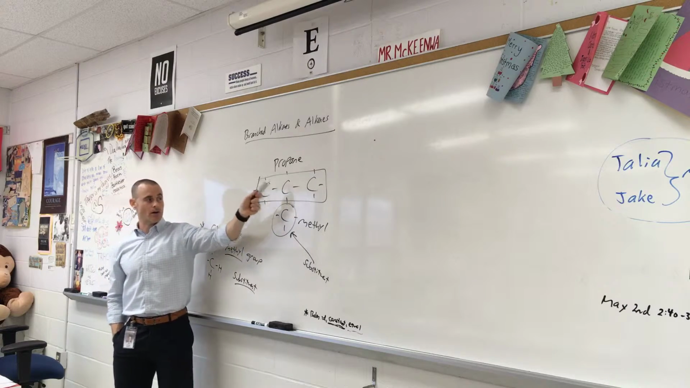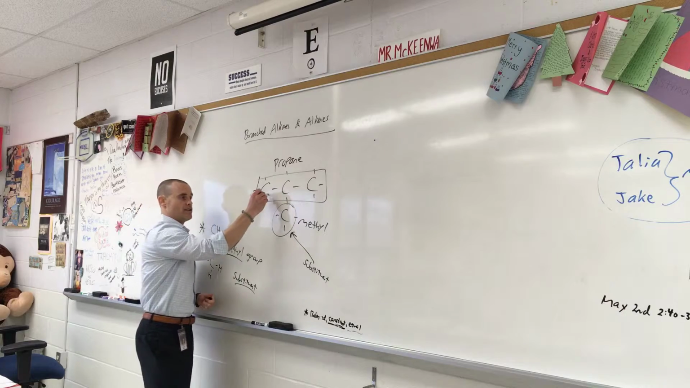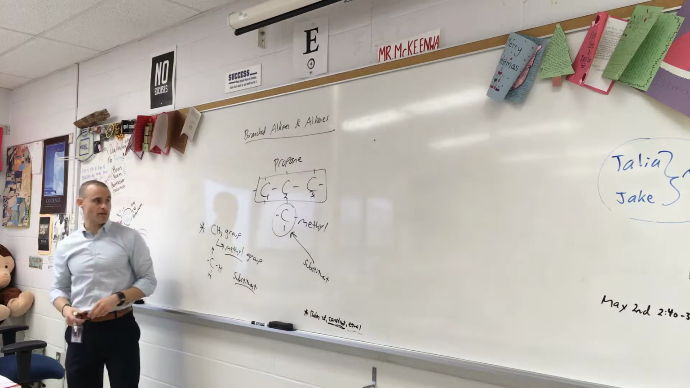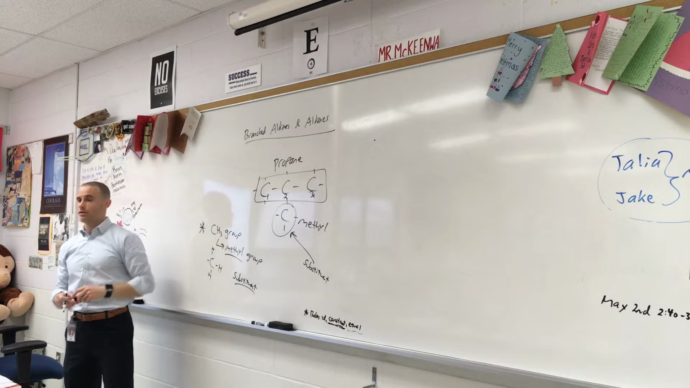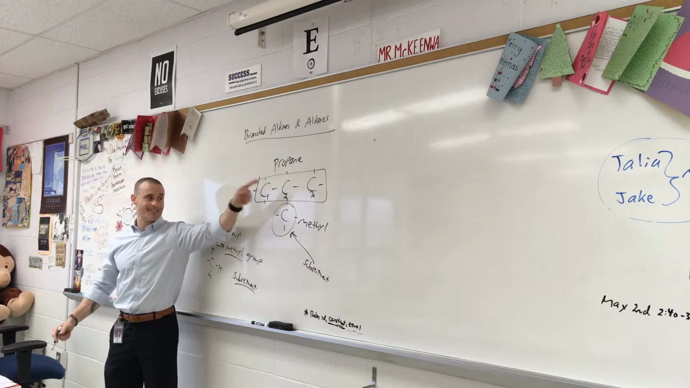So we have to number our parent chain. When we number our parent chain, this is 1, this is 2, and this is 3. Go ahead, write that right in your notes. Carbon 1, carbon 2, carbon 3. So now I know the methyl group is attached to the second carbon.